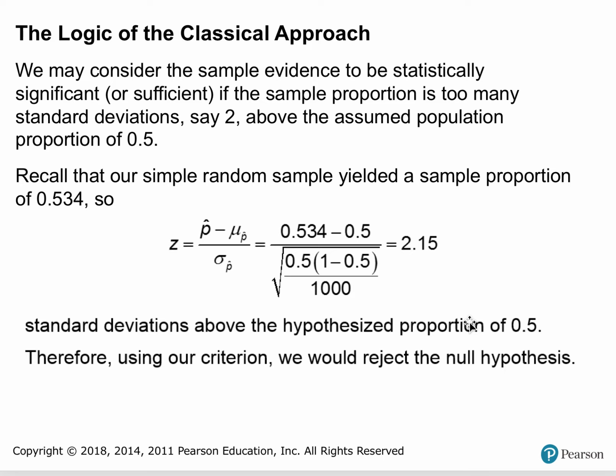Okay, since this is more than 2, which we said that's going to be too far above the population proportion, we're going to reject the null hypothesis. There is statistically significant evidence to conclude that a majority of the population wants to ban driving while talking on a cell phone, right? We would reject the null hypothesis.